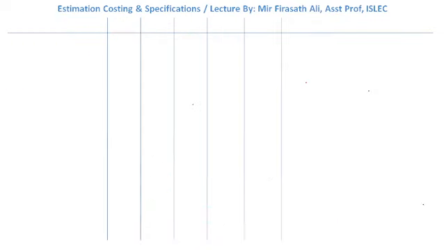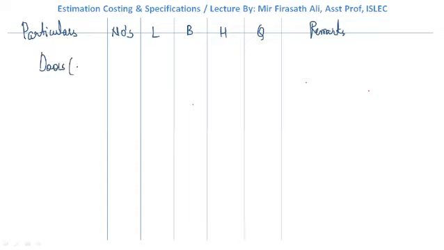What are the deductions? First of all, particulars: numbers, length, breadth, height, quantity and remarks. The first one is for doors. We have two types of doors, D and D1. Doors, which we are abbreviating as D.